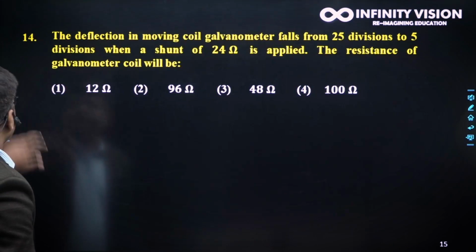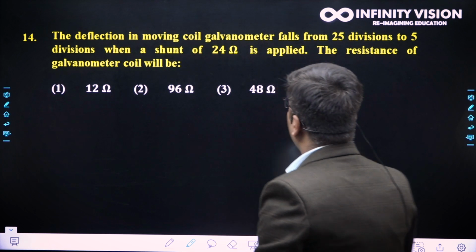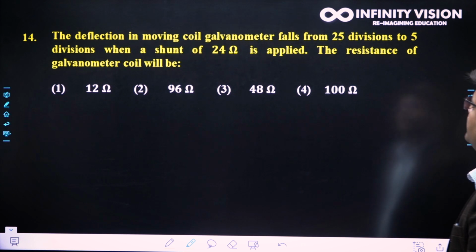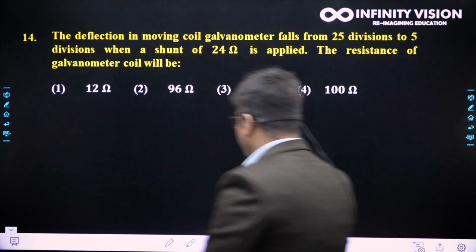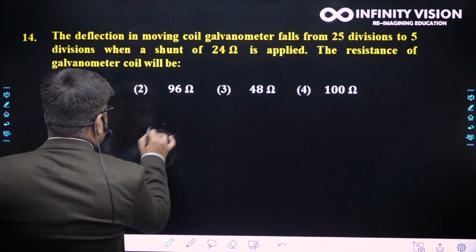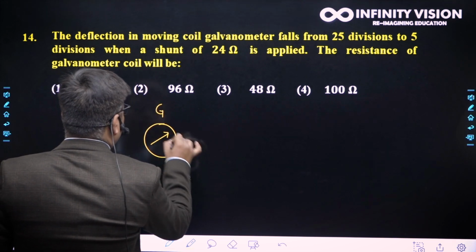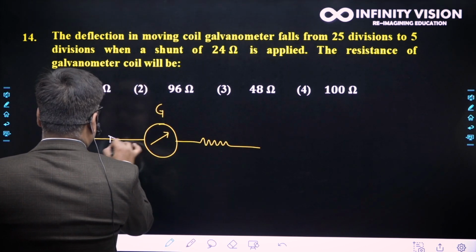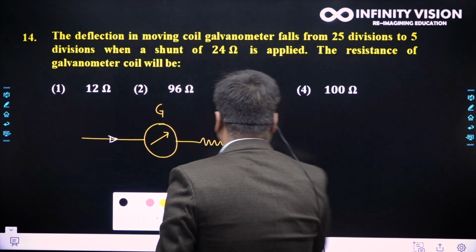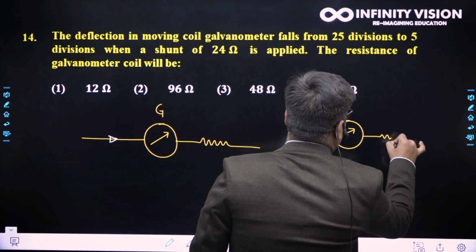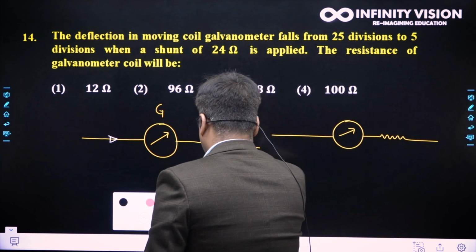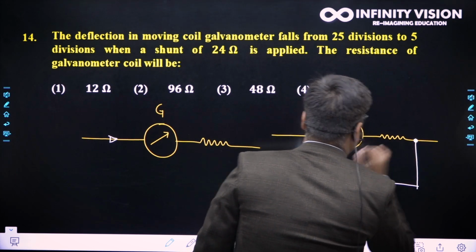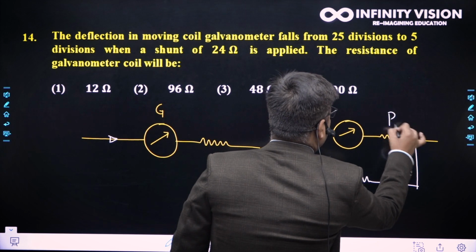Now coming to question number 14. The deflection in moving coil galvanometer falls from 25 divisions to 5 divisions when a shunt of 24 ohm is applied. The resistance of galvanometer coil will be. See, let's draw a galvanometer first without any shunt. This is a galvanometer without any shunt, and the second diagram is the same galvanometer now connected with the shunt. This is the shunt Rs and this is Rg.